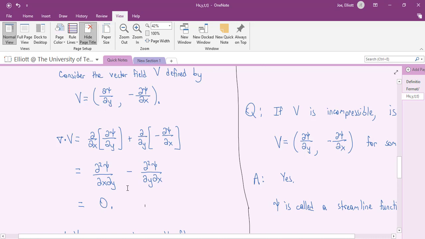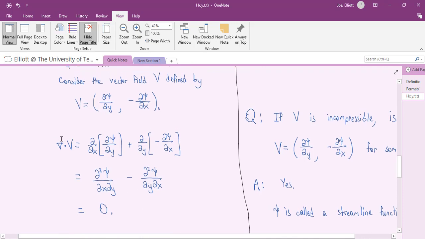Now, as you may recall, these second order mixed partial derivatives are going to be equal to each other. So it doesn't matter if you do the derivative with respect to x and then y, or the derivative with respect to y and then x, they should be the same. So therefore, these two are going to cancel out, and you'll be left with the divergence of this vector field v as being equal to 0.